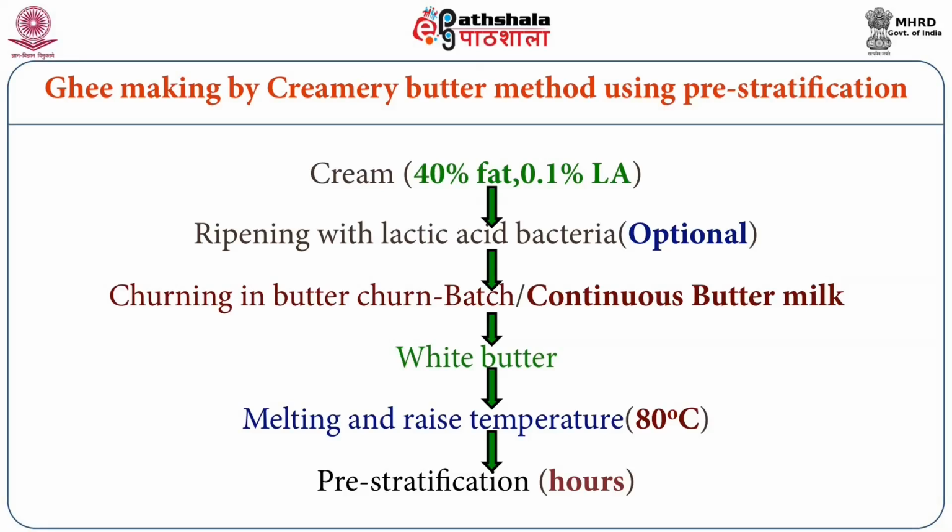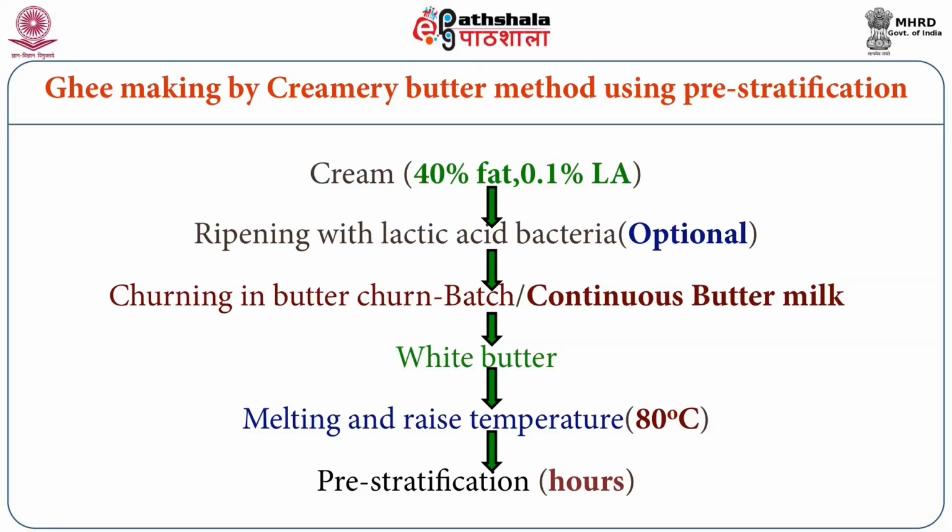Why optional? If you go for ripening, the cream is going to be a little sour, and in whatever ghee you produce later, the FFA content will be slightly higher. So if you were aspiring to prepare a special grade ghee, you will not be able to get it by using a ripened cream product. However, if you ripen it, the flavor of the resultant ghee as you get it from makhan will be very, very delicious.